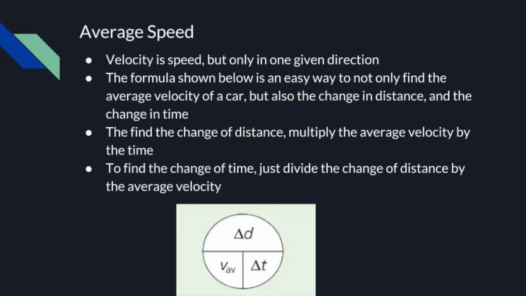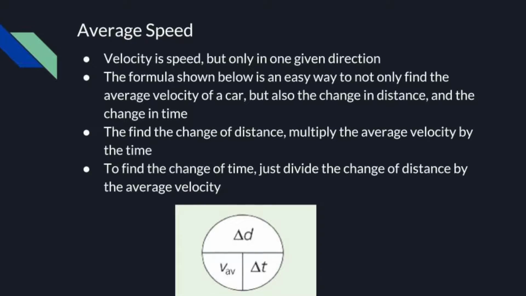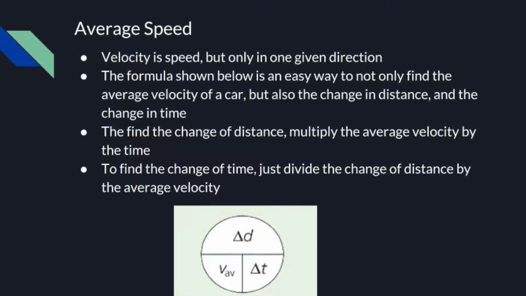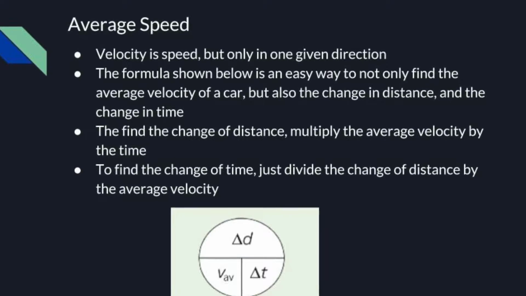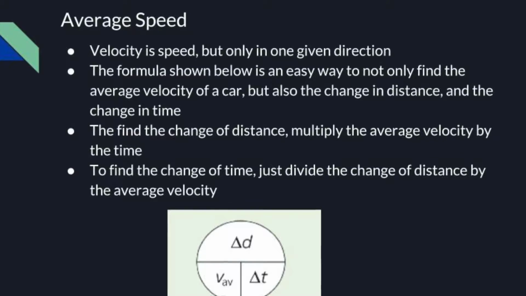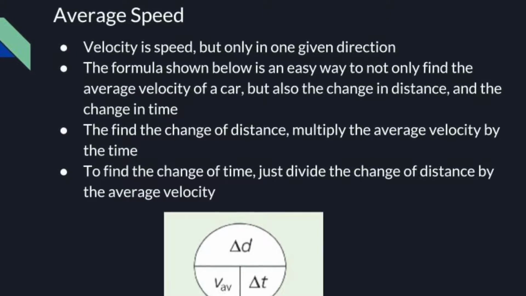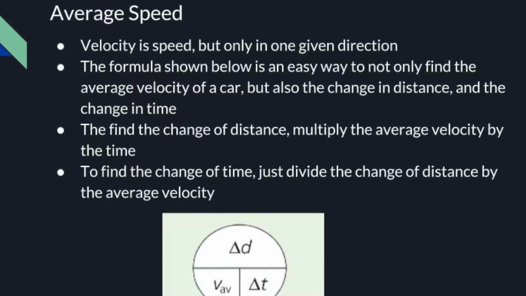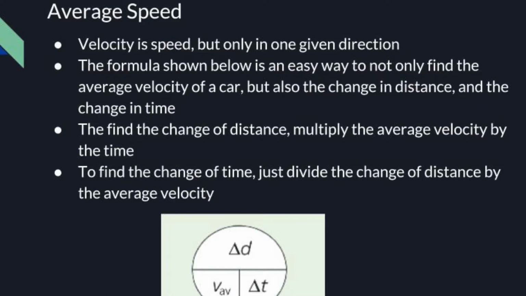Velocity is speed, but only in one given direction. The formula shows how to find average velocity, the change of distance, and the change of time. To find the variable that you need, you can use the picture on the bottom of the slide. If you want to find distance, then multiply average velocity by time. If you want to find average velocity, then you do distance over time. If you want to find time, then you do distance over average velocity.